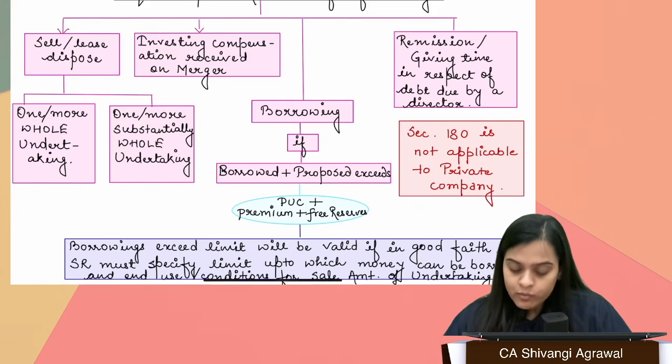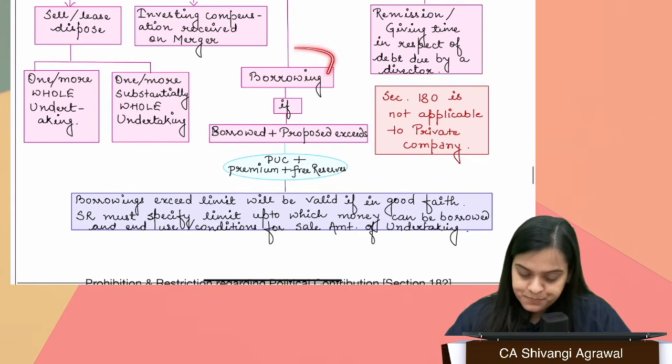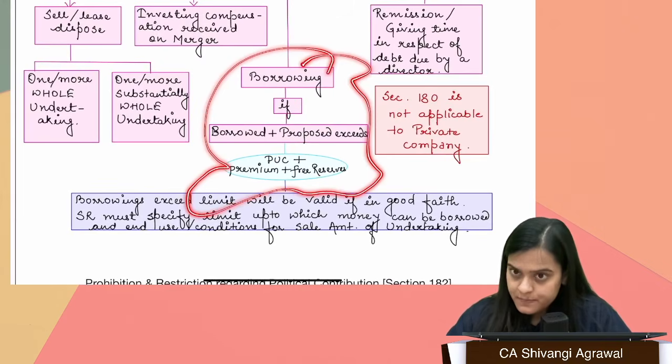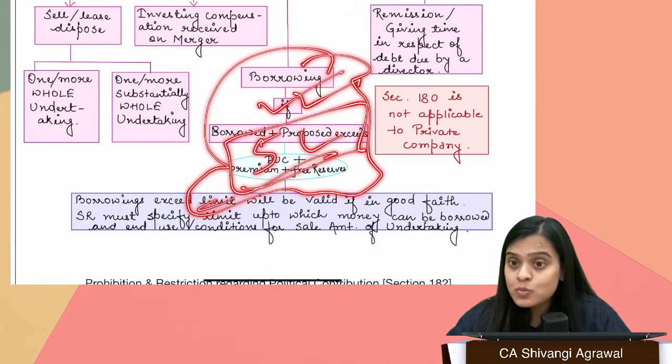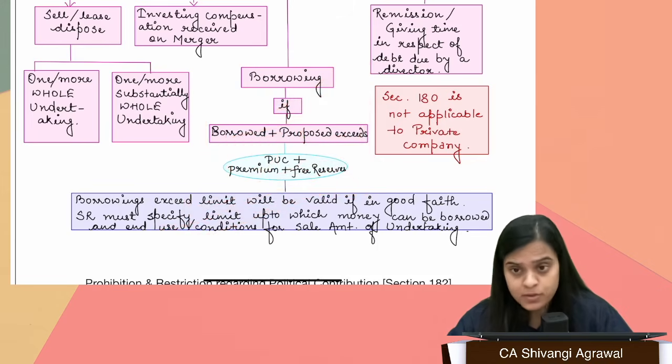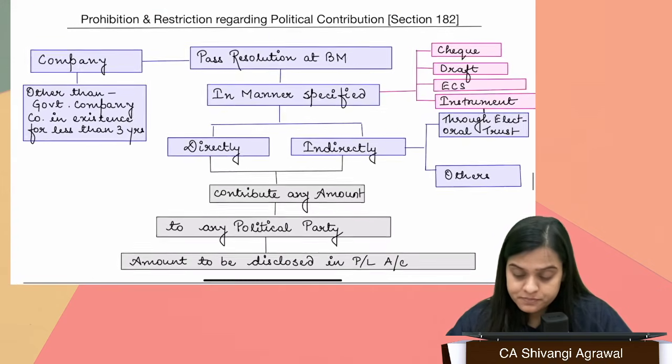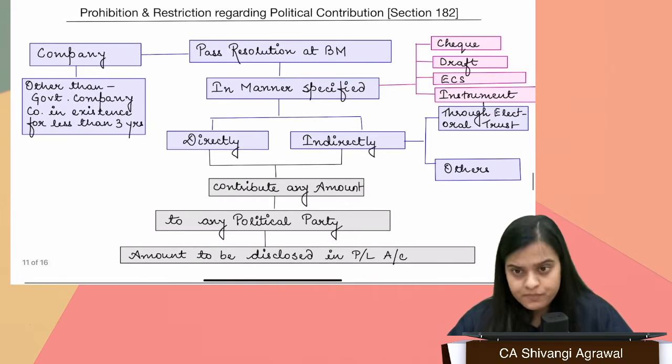Okay. Now, when you pass SR for this, you will also specify that you are giving the power to the board to borrow up to 5 lakhs. So the amount has to be clearly specified. If the amount is not specified, that SR is going to be void. Okay? Clear?